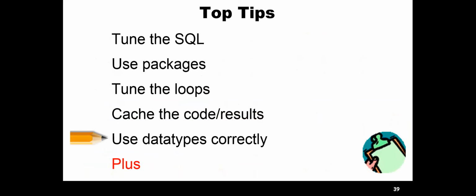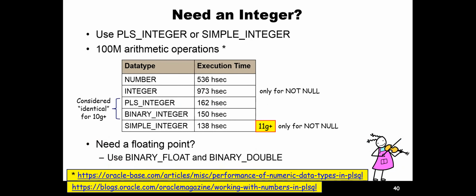Okay, using data types correctly. If you need an integer, and this is actually another powerful one, using PLS_INTEGER or SIMPLE_INTEGER is much faster than using NUMBER or INTEGER. And this is an example.